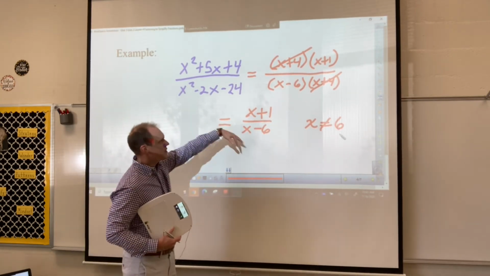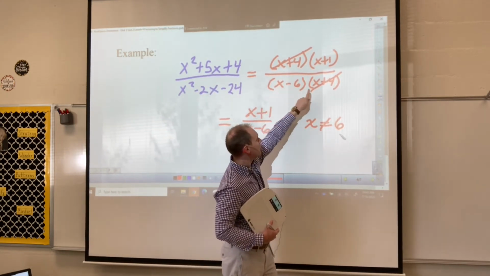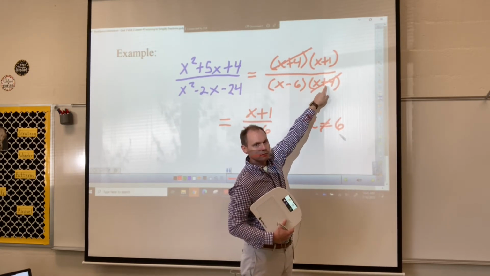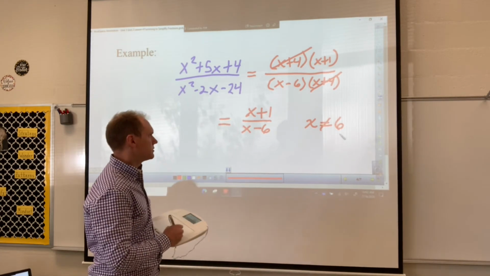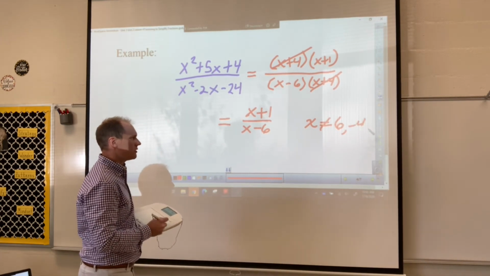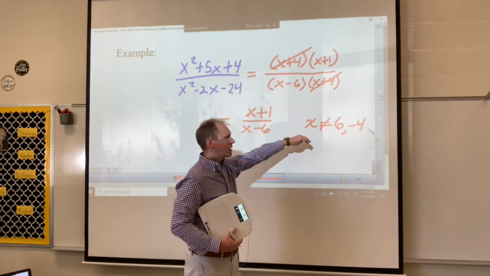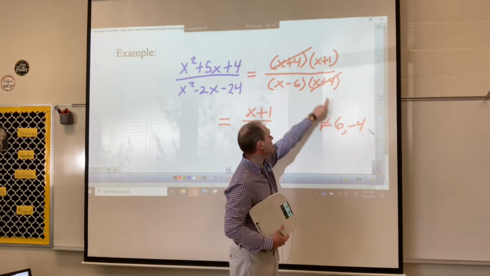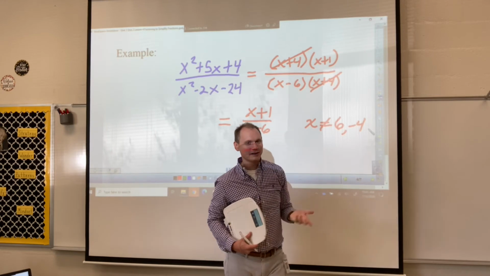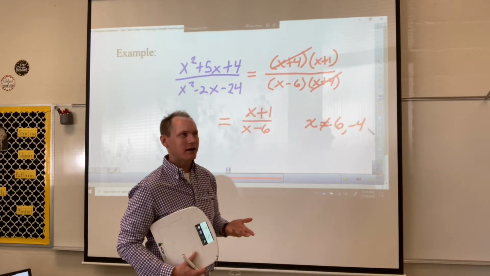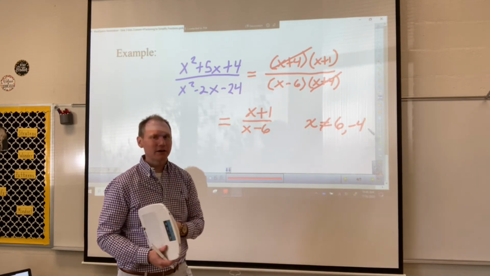But then we actually have to look throughout the entire problem. So 6 would make us divide by 0, but also what? What would make this 0? -4. So -4 would actually make us divide by 0. So you have to look throughout the entire problem to state these restrictions. Because if x is -4, you're actually going to have 0 divided by 0, which is an indeterminate form. So that's kind of a weird case. Right, it does not equal 1.